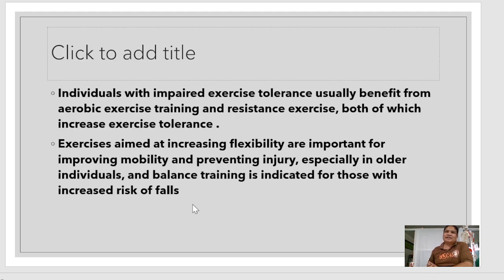So individuals with impaired exercise tolerance usually benefit from aerobic exercise training and resistance exercise, both of which increase exercise tolerance. Exercises aimed at increasing flexibility are important for improving mobility. So let's not only focus on improving their cardiovascular endurance, but let us also try to focus on increasing flexibility. Give them stretching exercises, because no matter how strong and physically active they are, if the body is stiff, that's not good also.